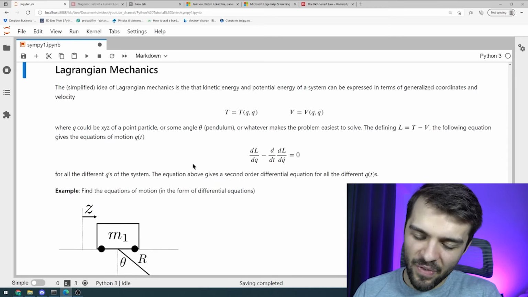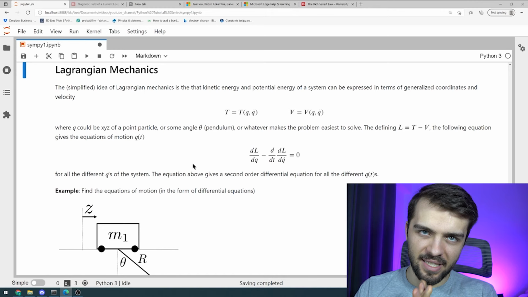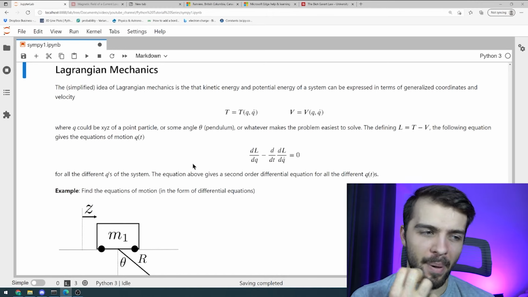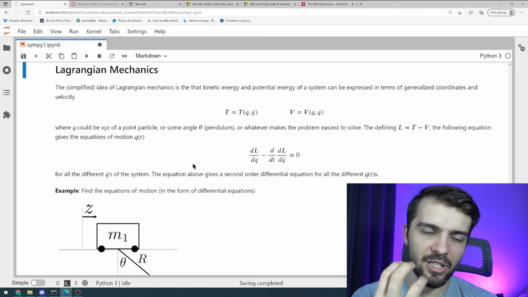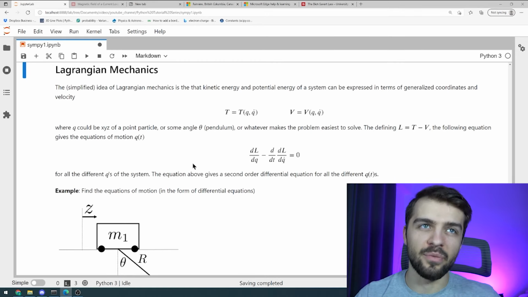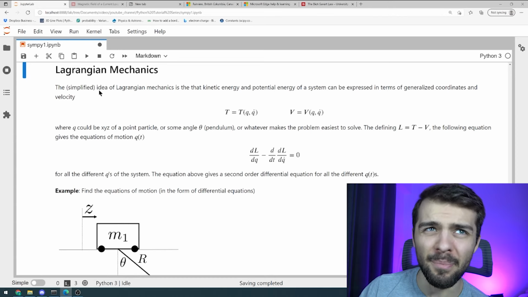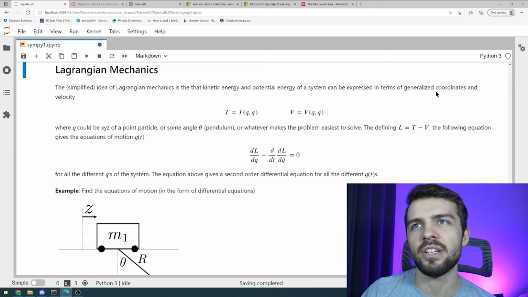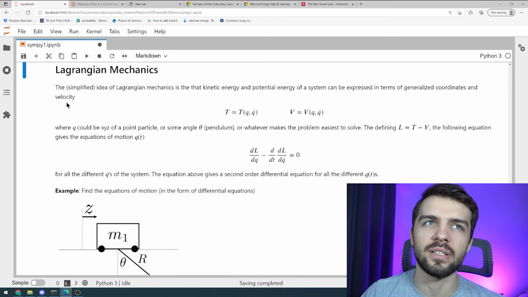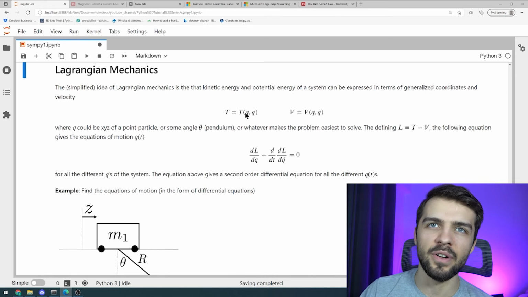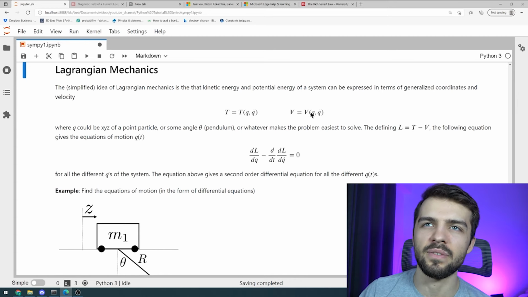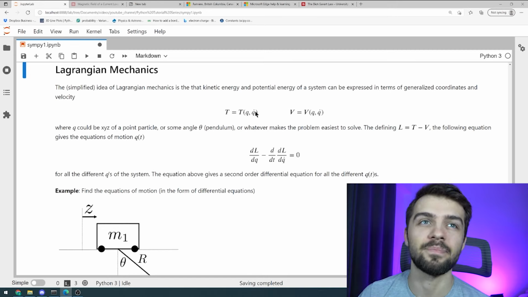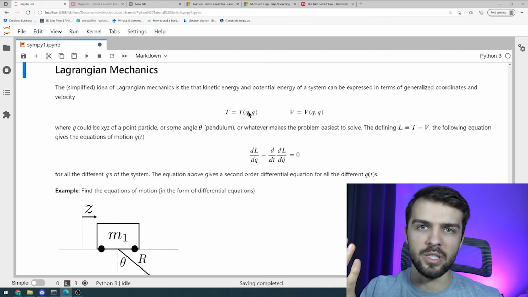Now, I want to end this video with Lagrangian mechanics in SymPy because I think it's the best example of really showing the power of what SymPy can do for abstract functions. So the simplified idea of Lagrangian mechanics is that kinetic energy and potential energy are expressed in terms of generalized coordinates. So kinetic energy is a function of Q and Q dot, and the potential energy is a function of Q and Q dot. Dot represents derivative with respect to time. So the question is, what is Q and what is Q dot? These are abstract coordinates.